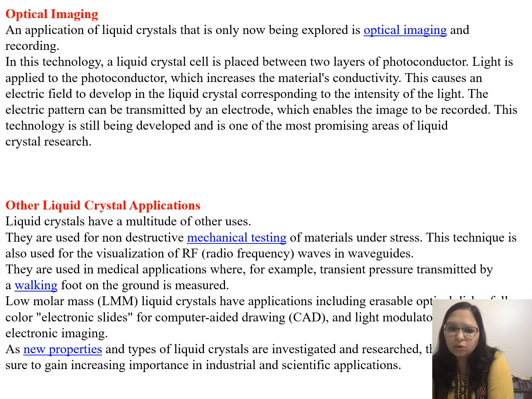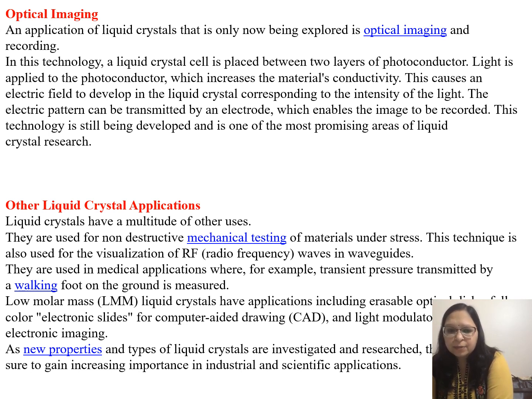Then another important application is optical imaging. In this technology, a liquid crystal cell is placed between the layers of a photoconductor, and when light is applied to the photoconductor, the conductivity of the material increases. As a result, an electric field is developed which corresponds to the intensity of the light, and the electrical pattern which is transmitted by the electrode enables the image to be recorded. So in this way, liquid crystal is also used for optical imaging and recording.